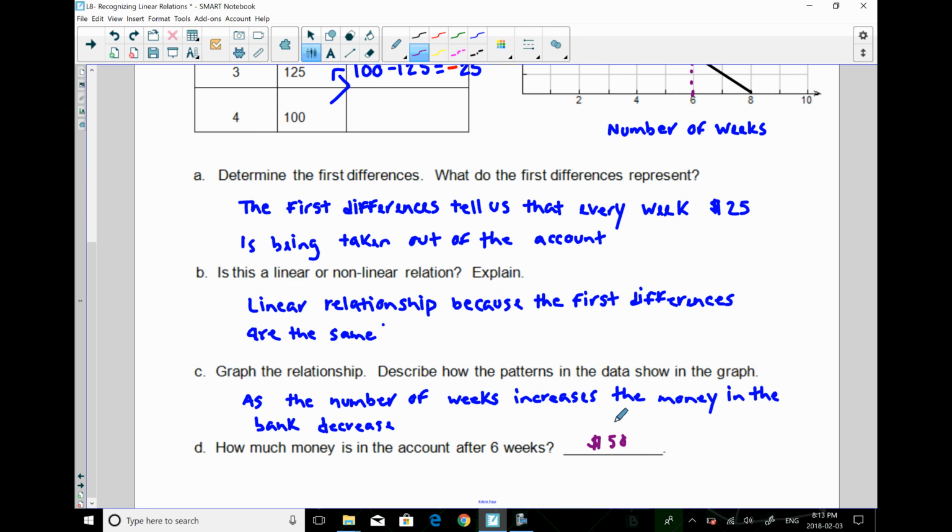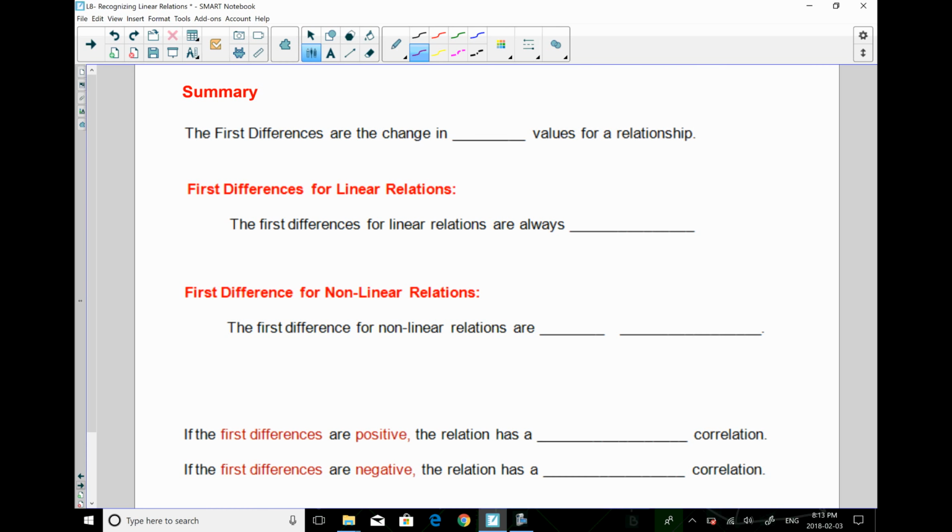So let's summarize. The first differences are the change in the dependent value, or y value, sometimes we refer to, for any relationship. The first differences for linear relations are always the same, so they have to be equal. The first differences for nonlinear relationships are not the same.